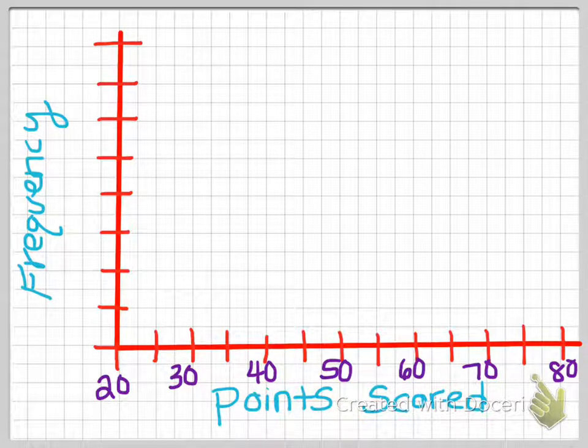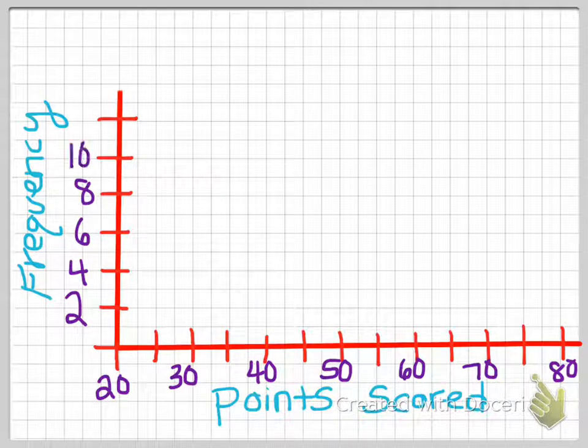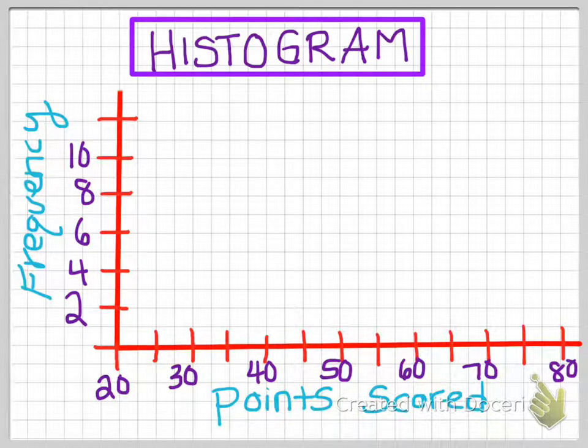Now, looking at our data, we can pretty much say that the frequency of the same number of points that occurred, or in that range, since we're doing a histogram, won't go above 10. So we can count by up to 10. Okay, so let's count by twos. 2, 4, 6, 8, and 10. Okay, so now it's time to make our bars.